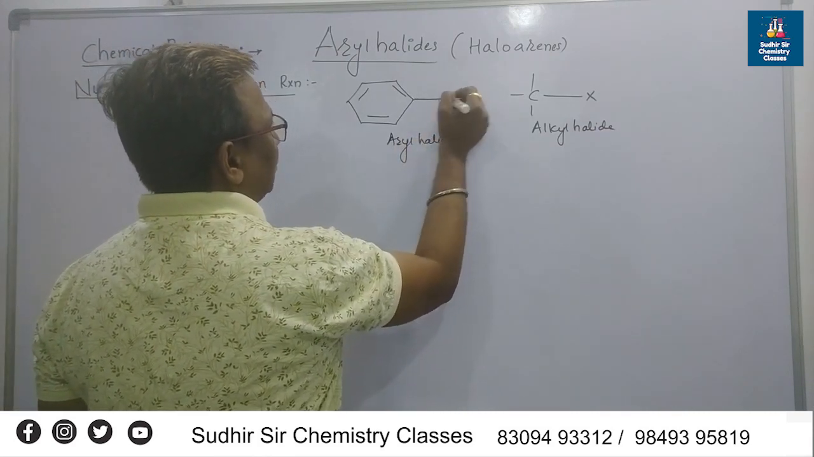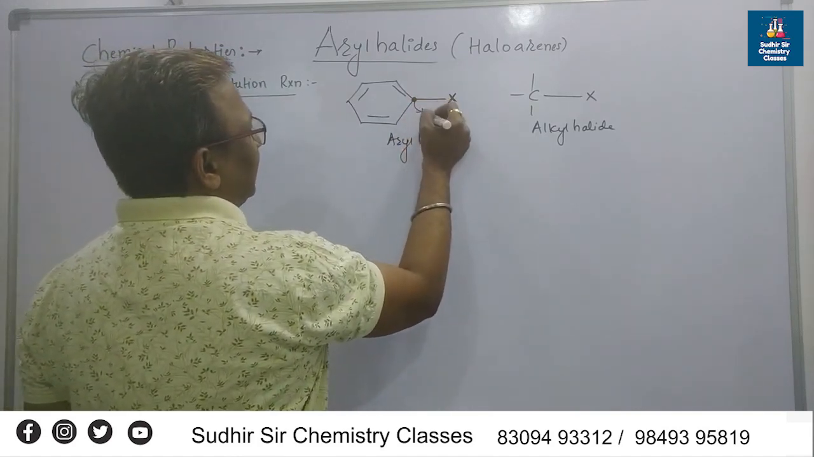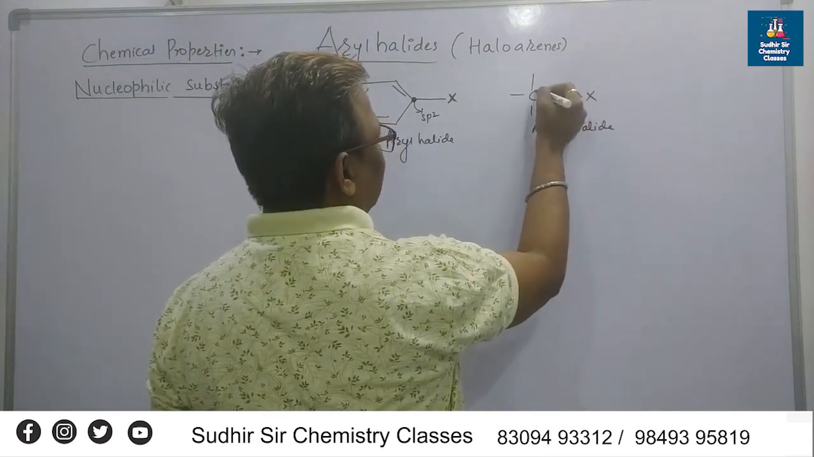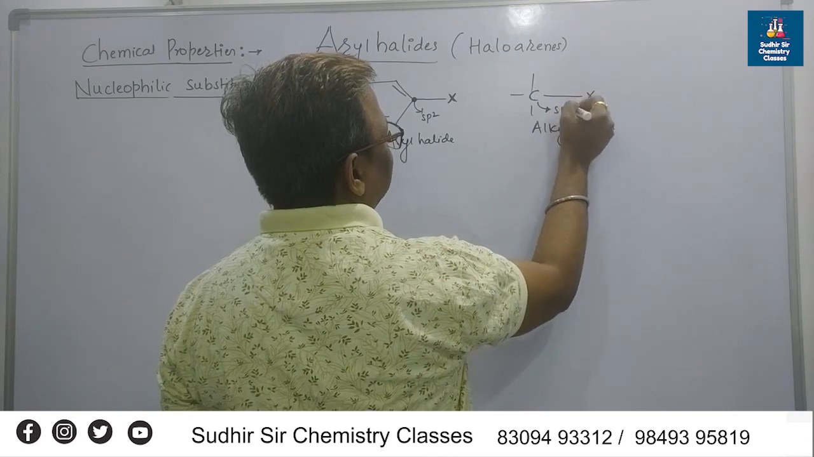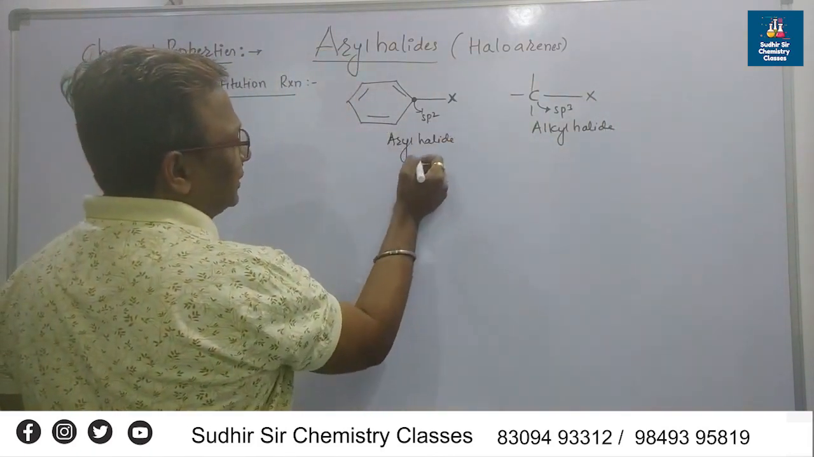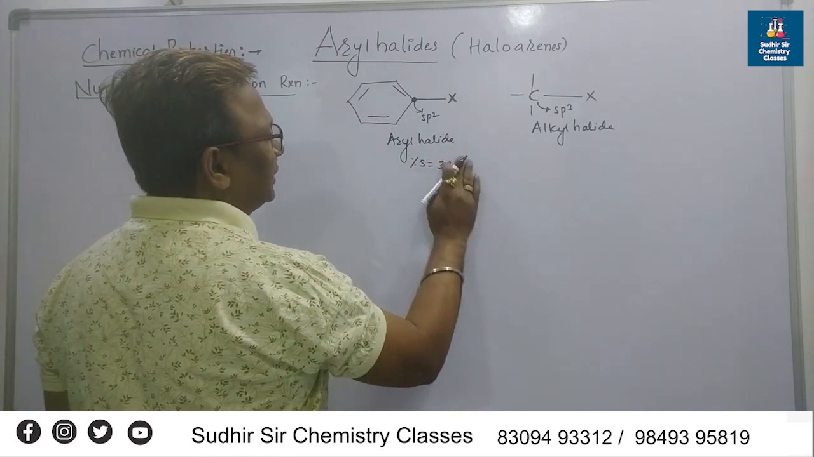But in this case, my halogen is bonded to a carbon and this carbon is sp2 hybridized. But in an alkyl halide, the halogen is bonded to a carbon that is sp3 hybridized. And as we know, beta, in an sp2 hybridized carbon the percentage of s character is 33.33%.